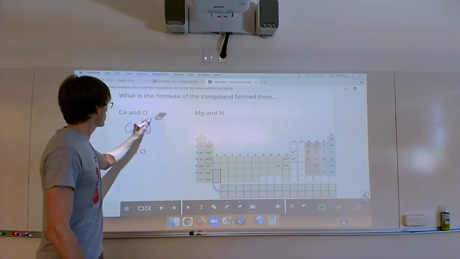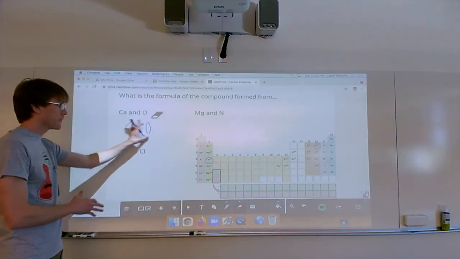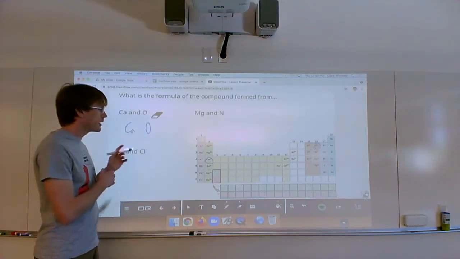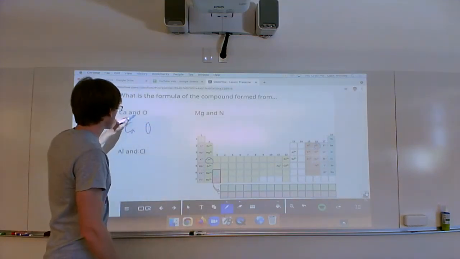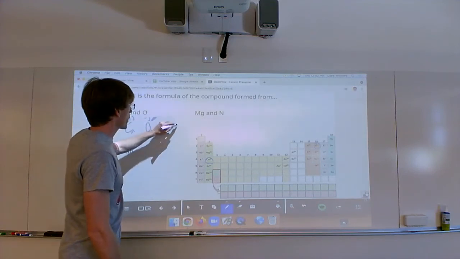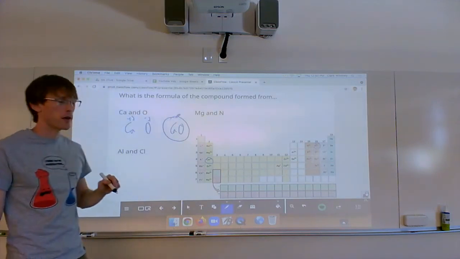Now, I'm just going to get rid of that there. That is the actual formula of the compound. So if you're ever showing your work, I suppose you could have the positive 2 and the negative 2, but what I want you to show as your answer is that the formula is CaO.